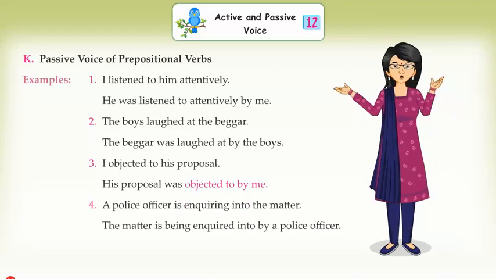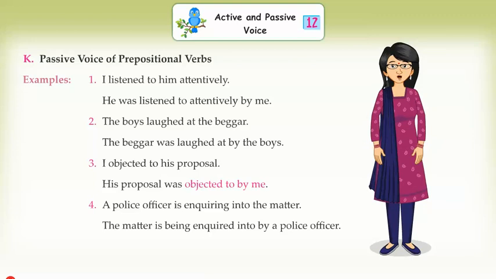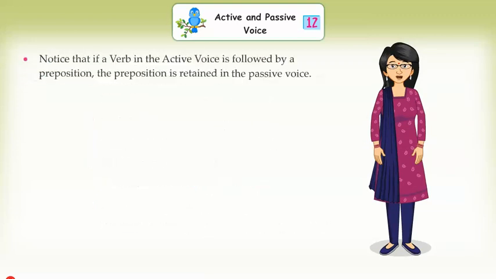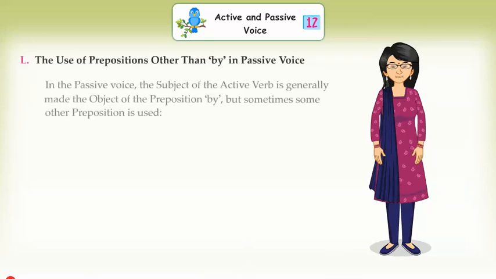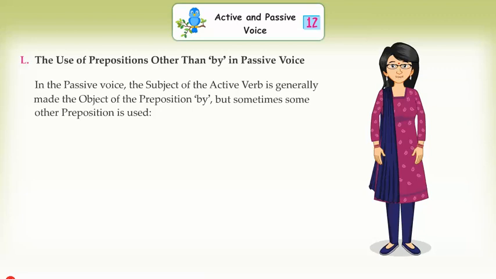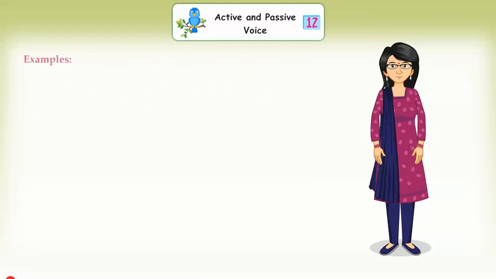4. A police officer is inquiring into the matter. The matter is being inquired into by a police officer. Notice that if a verb in the active voice is followed by a preposition, the preposition is retained in the passive voice. L. The use of prepositions other than by in passive voice. In the passive voice, the subject of the active verb is generally made the object of the preposition by, but sometimes some other preposition is used.